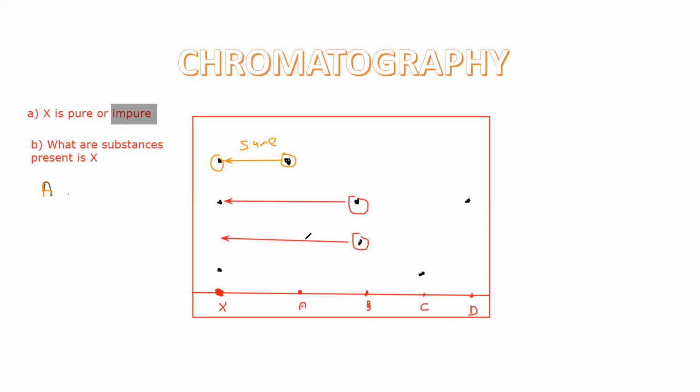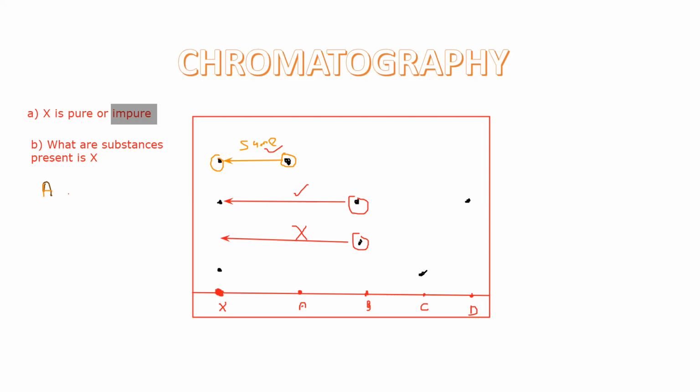So B is not there because one of the spots of B is matching and the second one is not. For B, if B is there, both spots should be there in X. So one is there but the other one is not there. It means B is not present in X.